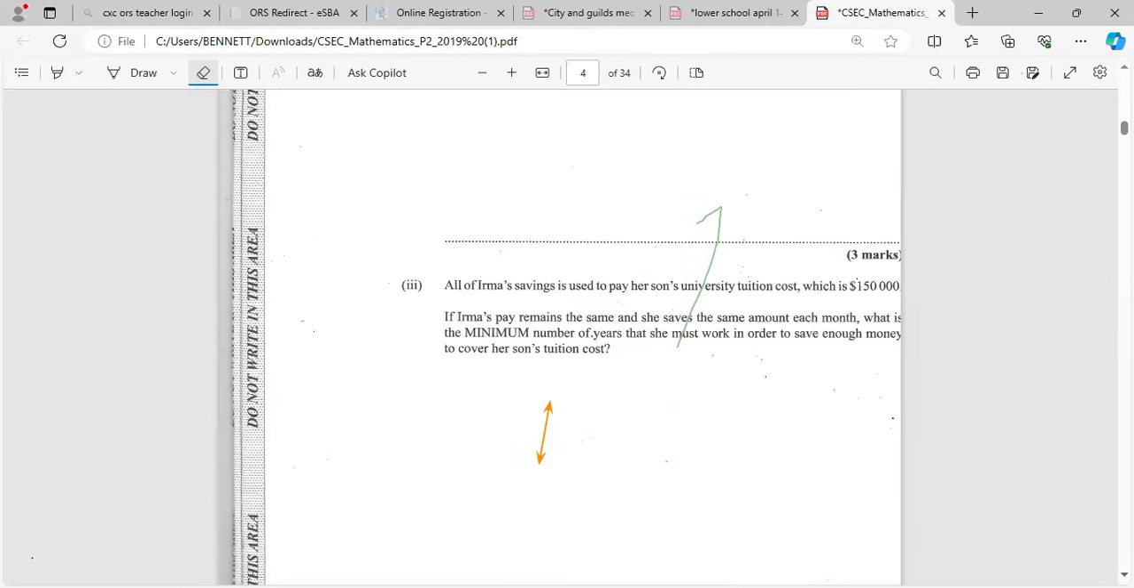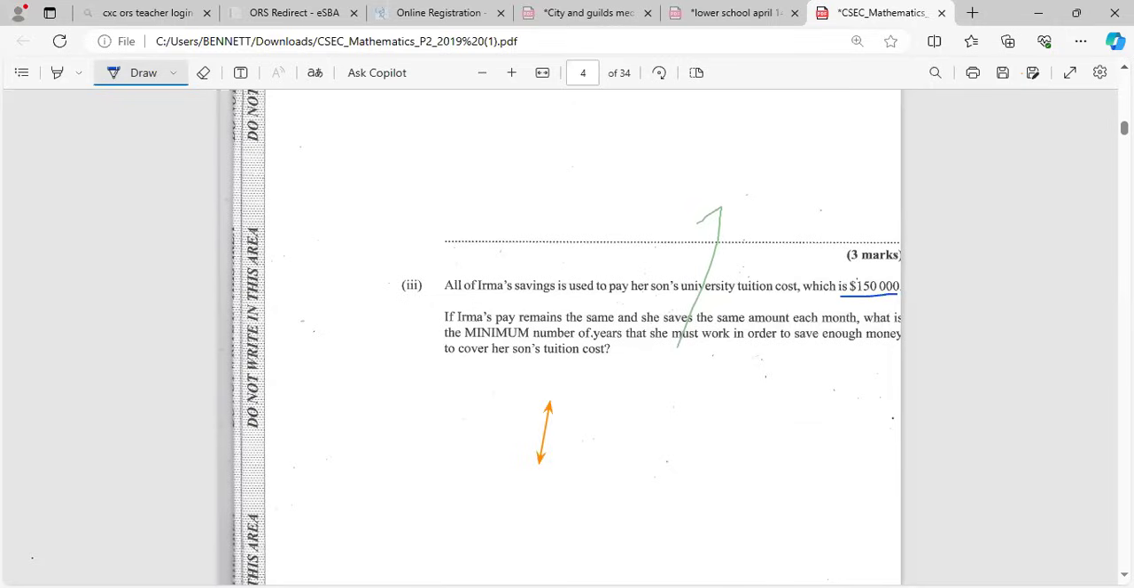All right, this part says now, all of Irma's savings is used to pay her son's university tuition, which is 150,000. If Irma's pay remains the same and she saved the same amount each month, what is the minimum number of years she must work in order to save enough money to cover her son's tuition? So remember the target, 150,000. If they say the pay remains the same, nothing changes, no raise.